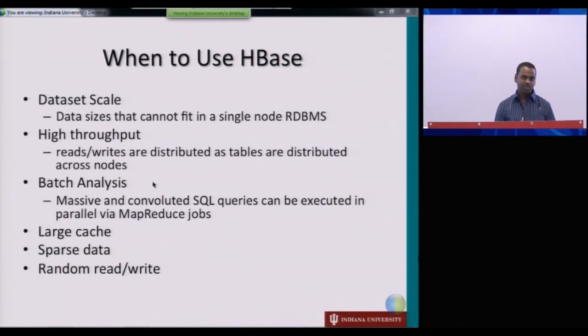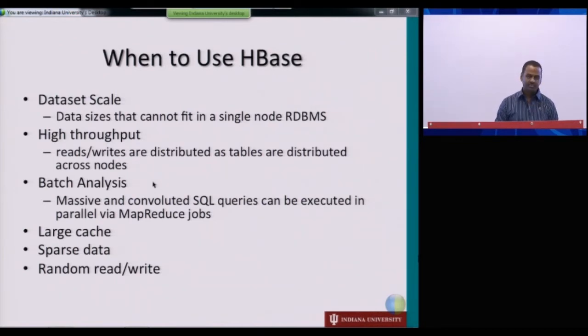The other thing is, if you want to do batch analysis, like doing MapReduce computations and data mining computations periodically on top of the data stored in HBase, that would be an ideal scenario to use HBase. And when we say we perform MapReduce computations on top of HBase, they execute in parallel on the nodes where the data is actually stored. So you get that advantage as well.